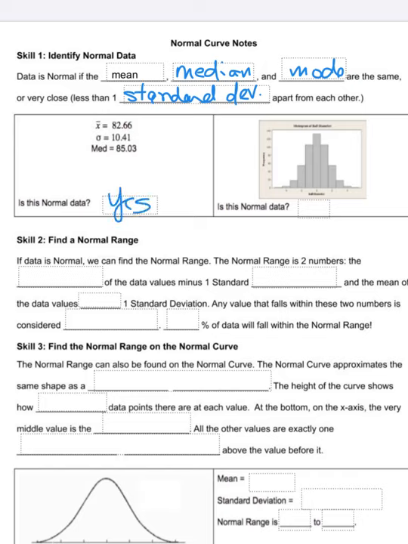We also looked at it in the shape of a histogram, and we said if it has one peak and it's symmetrical on both sides, then it's normal. And sure enough, this one is too.